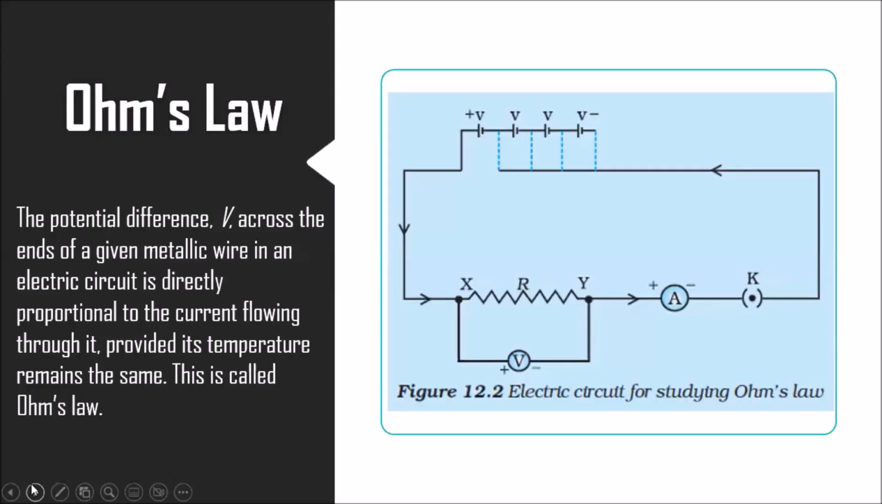So let's see what exactly the textbook definition of Ohm's law is. The potential difference across the ends of a given metallic wire in an electric circuit is directly proportional to the current flowing through the circuit, provided the temperature remains the same. This is called Ohm's law. And the circuit you're seeing on the screen is the electric circuit for studying Ohm's law.